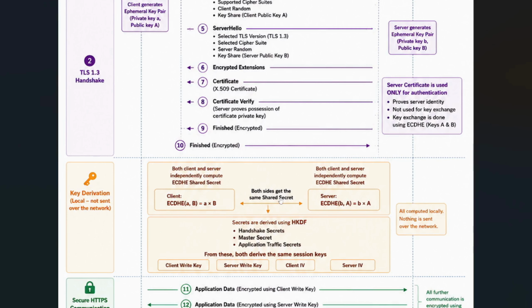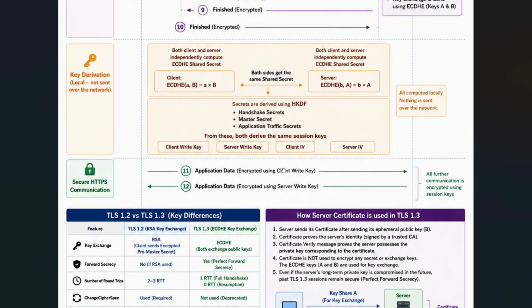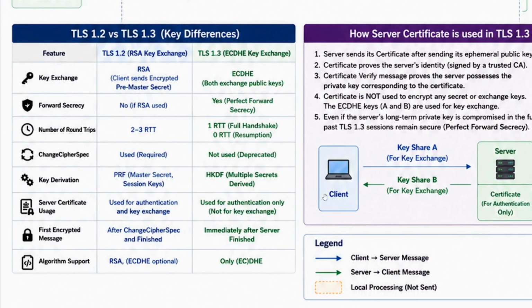Again, this is never transferred. And then we get the symmetric keys, the client write key and the server write key, and then the client will send its data using the client write key, and the server will send its data using the server write key. So this was about TLS 1.3, and let's understand the difference once again between TLS 1.2 and 1.3.